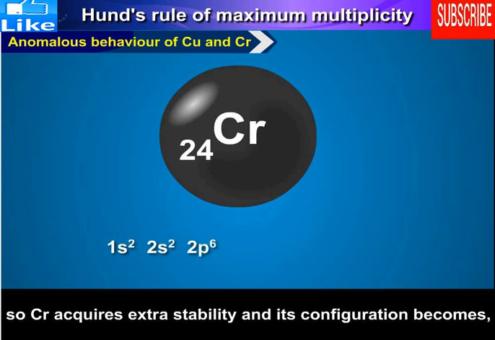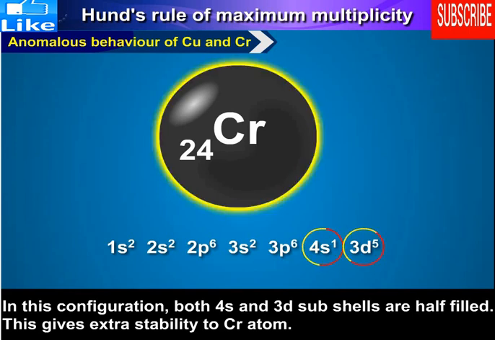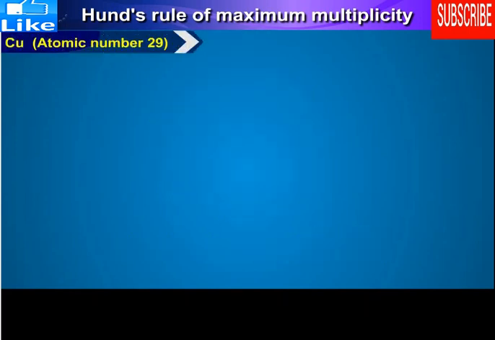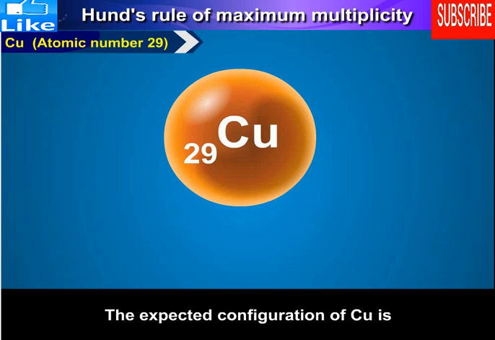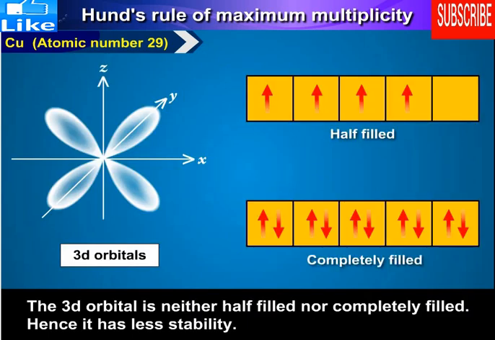1s2, 2s2, 2p6, 3s2, 3p6, 4s1, 3d5. In this configuration, both 4s and 3d subshells are half-filled. This gives extra stability to the chromium atom. Copper with atomic number 29. The expected configuration of copper is 1s2, 2s2, 2p6, 3s2, 3p6, 4s2, 3d9. The 3d orbital is neither half-filled nor completely filled. Hence, it has less stability.